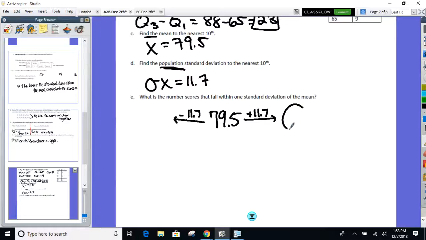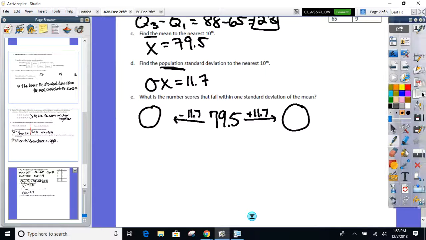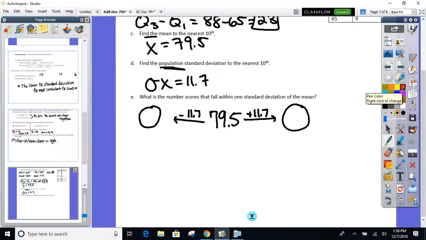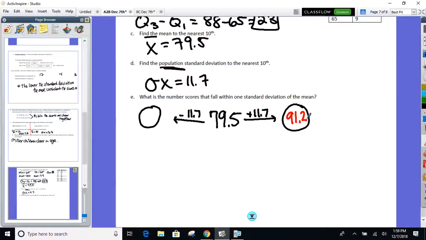So between what scores? And how do I find those scores? I add the standard deviation, and I subtract it from the mean. So 79.5 plus 11.7, 91.2. And at the other end, 67.8. How many scores within? Now, within means what? In between or on the outside? In between. So how many scores are in between here, 67.8 and 91.2? That's what I'm asking you for.